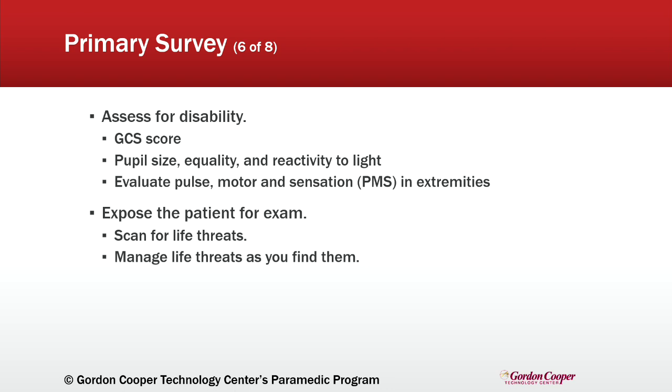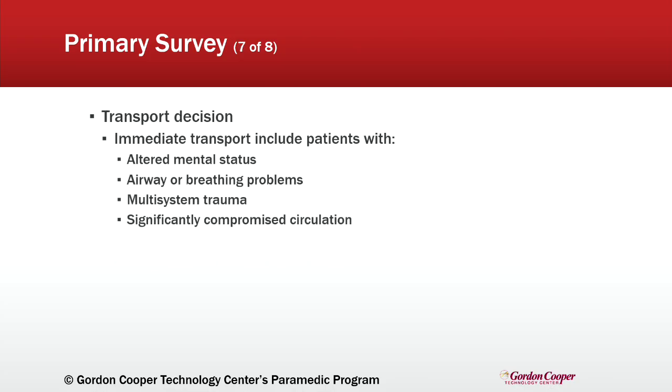Assess the patient's neurological status by using the GCS score. Check pupil size, equality, and reactivity to light. Evaluate the pulse, motor function, and sensation in all extremities, and then be sure to expose the patient as needed to conduct a thorough examination. Quickly scan for life-threatening conditions and manage them as they are identified, and don't delay getting those taken care of.